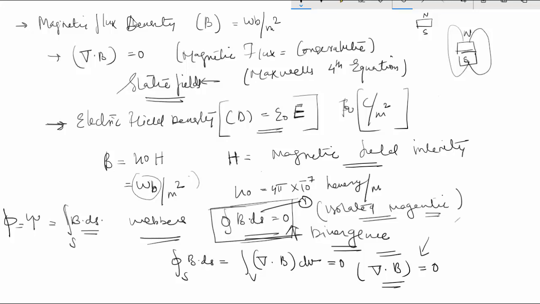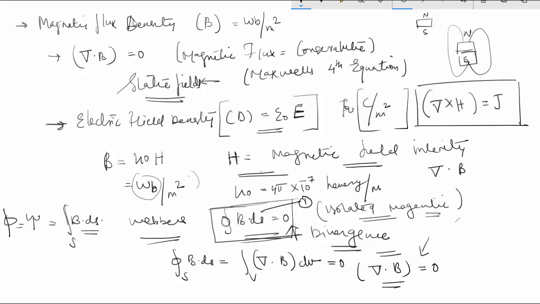The magnetic field intensity itself is not conservative, that is, del cross H is equal to J, the current density, but del dot B, the magnetic flux density, is equal to 0. So the magnetic flux is conservative while the magnetic field intensity is not. That was the third of Maxwell's equations, while this was the fourth, which says that the magnetic flux is conservative.